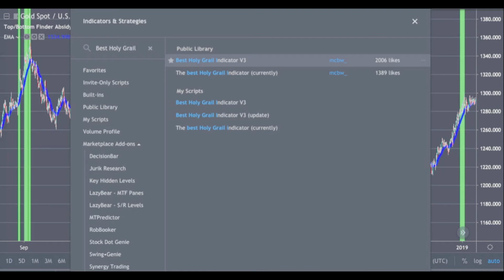The rest of the examples that we're going to look at will replace the 20-period EMA with two of the lines from this indicator. You can find this indicator again by going to TradingView, selecting the Indicators panel, and searching for Best Holy Grail Indicator version 3, all in caps.